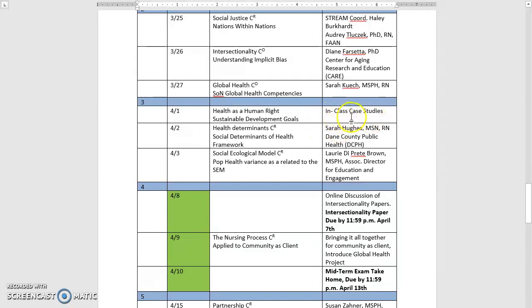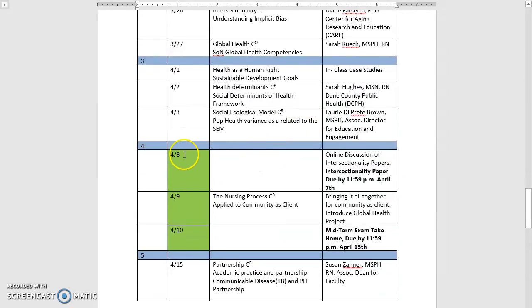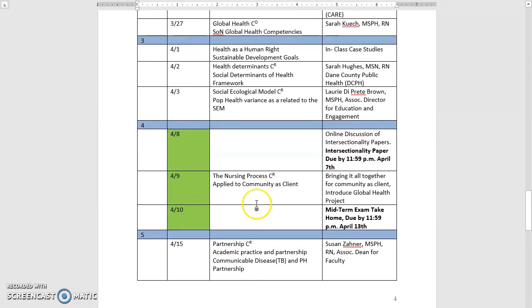We're going to be working on case studies in class. Now, you're going to notice that I have shaded in, filled in green for these 3 dates. During this day, we're doing an online discussion. Your intersectionality papers are due the day before, and so for the class period, you're going to do an online discussion. This one is the next day, nursing process.